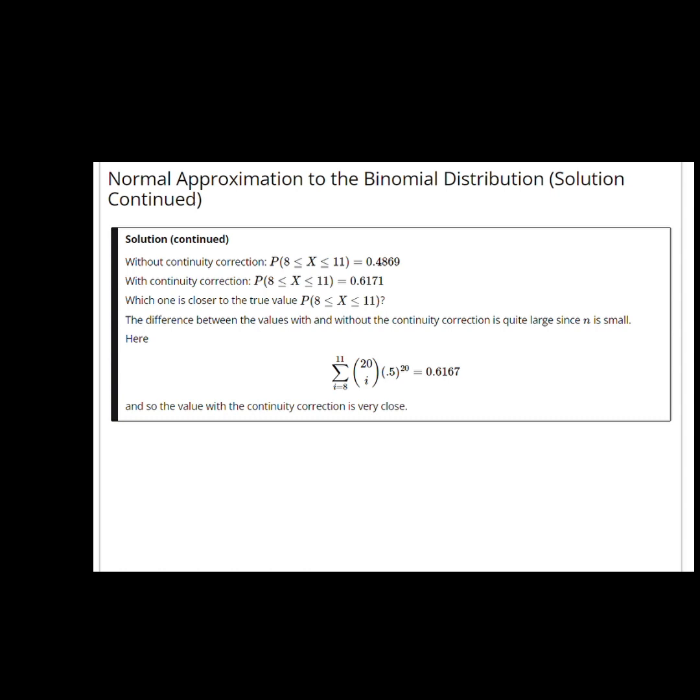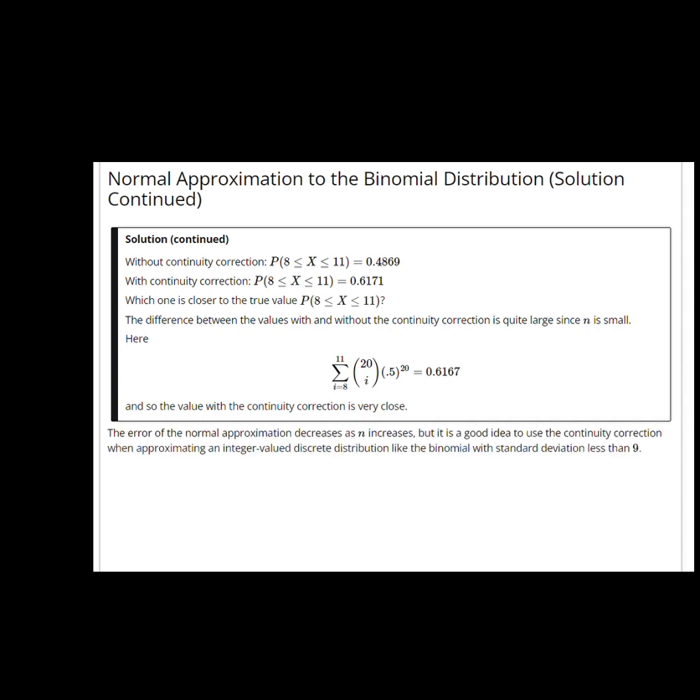Compare this again with the value with the continuity correction. That was 0.6171. They're very close. In fact, they're close to the first three decimals. So certainly if we were to use a normal approximation here, the continuity correction is highly recommended. In general, unless the standard deviation of a random variable like the binomial is larger than about 9, using the continuity correction is a good idea and will greatly enhance our approximation.